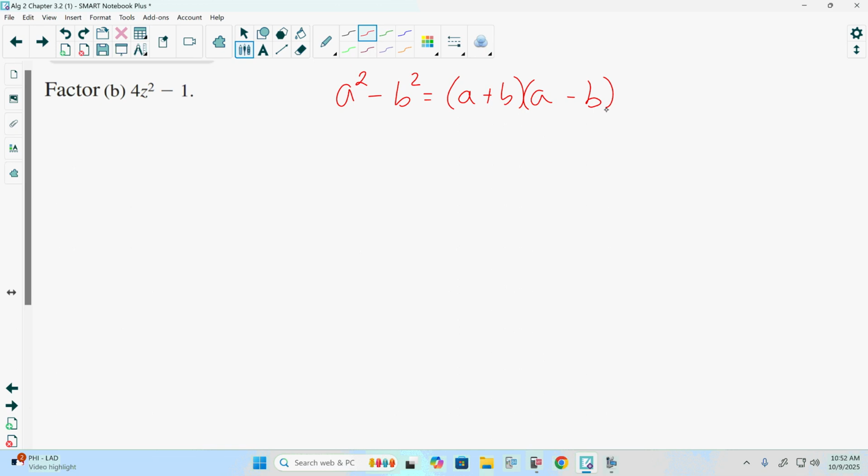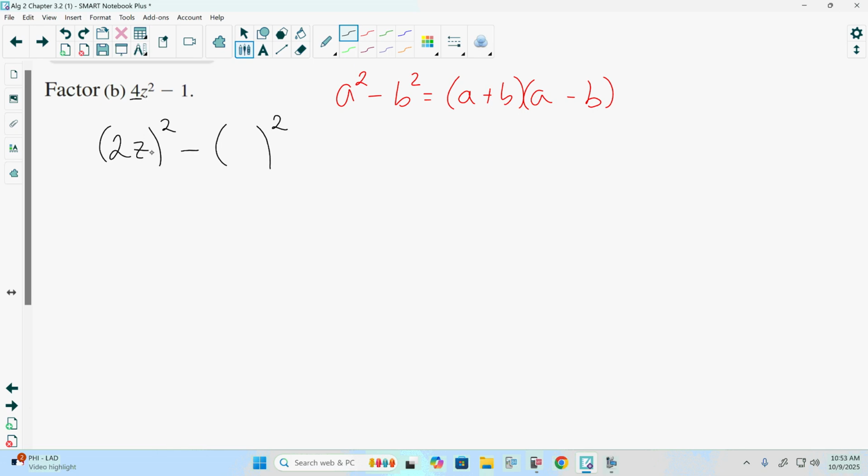4z squared minus 1, we don't have a greatest common factor. Now, the first thing we can do is really relate it back to this a squared minus b squared. So I write it in this way with the parentheses really to identify what a and b are. So we need to see what times itself is 4z squared, or what times itself is 4. 2. What times itself is z squared? Well, z. So 2z times 2z would indeed give us 4z squared.